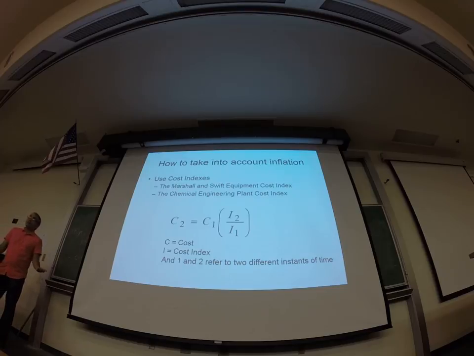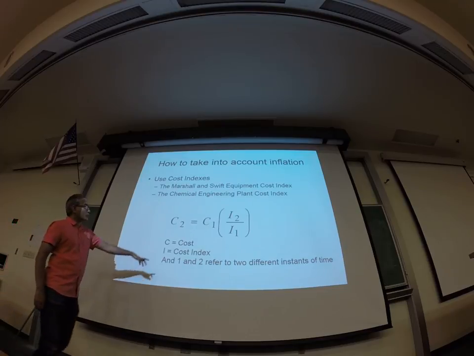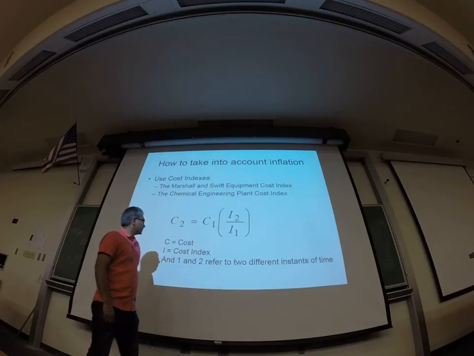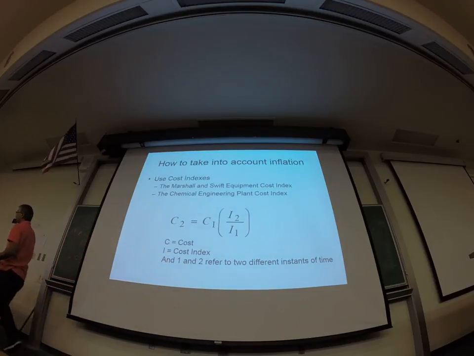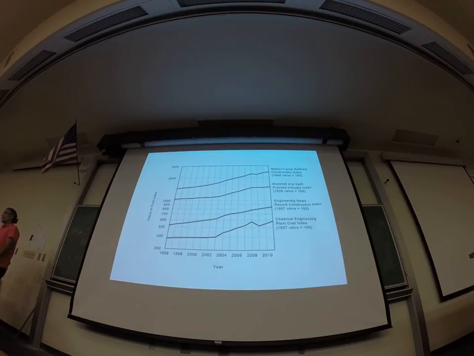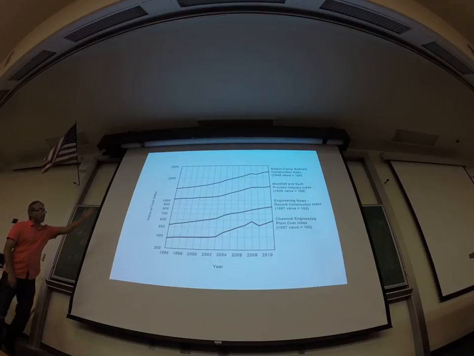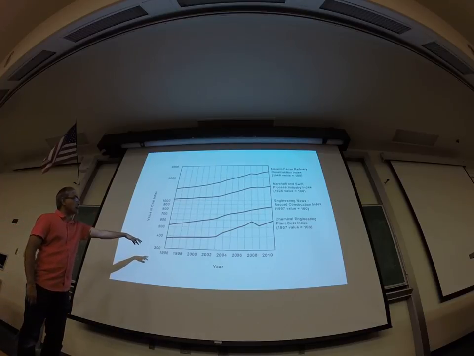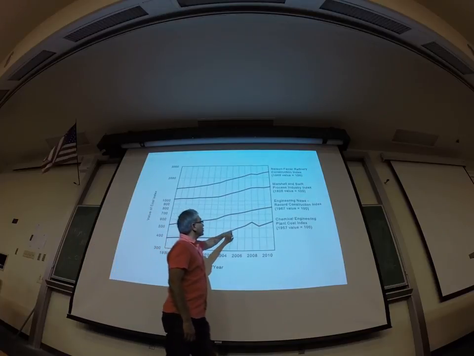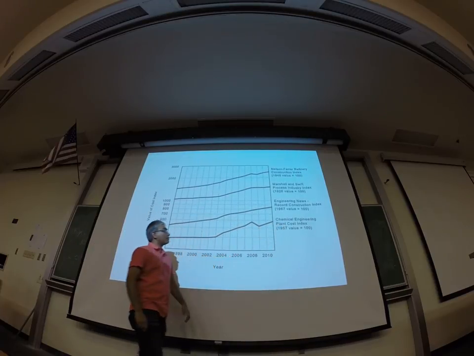All right, how to take inflation into account? As I told you, take inflation into account by using an index. The most relevant index for the chemical industry is CEPCI. There's another index called Marshall. There's actually a bunch of different indices, but the one that we use for the chemical industry is CEPCI, the Chemical Engineering Plant Cost Index.